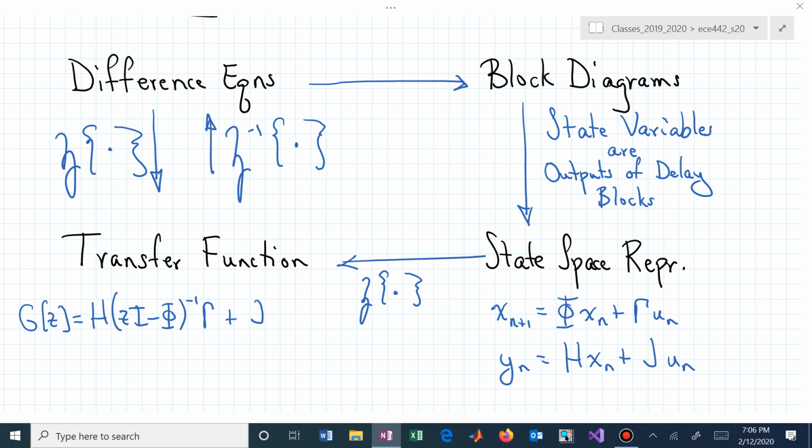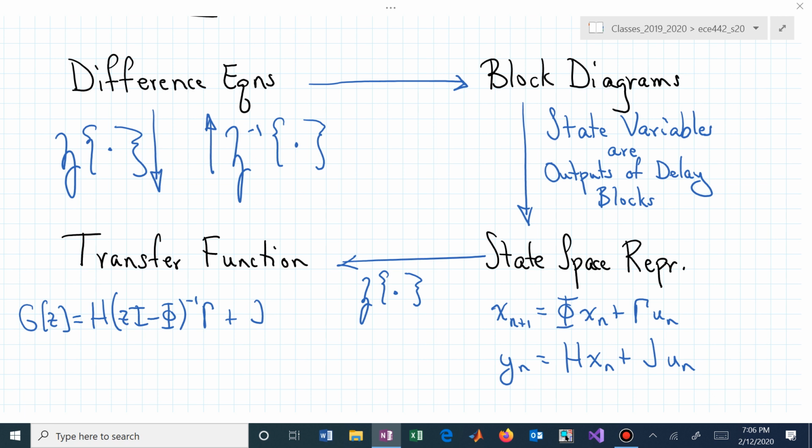You need to be able to move around this chart. Difference equations. You need to be able to go from there to transfer function, or difference equations to a block diagram, or block diagram to a state space, or state space to transfer function. This diagram, you need to understand and be able to use it to get from any point on that square to any other point. You may not be able to directly go, but you can navigate.